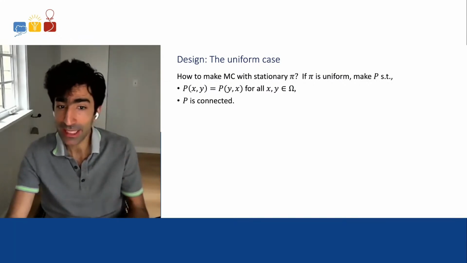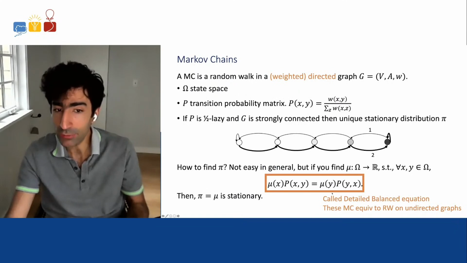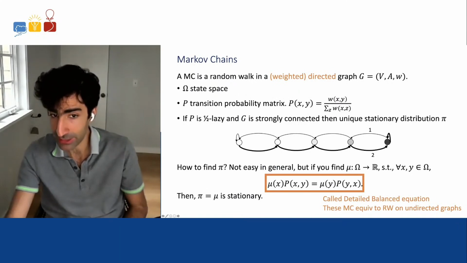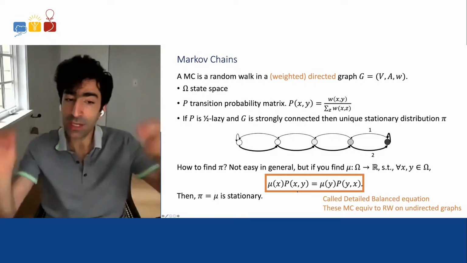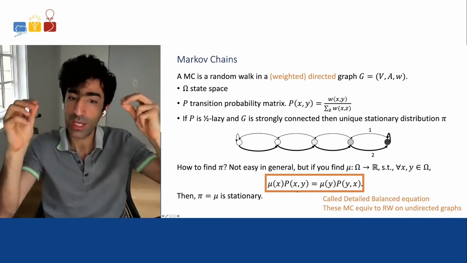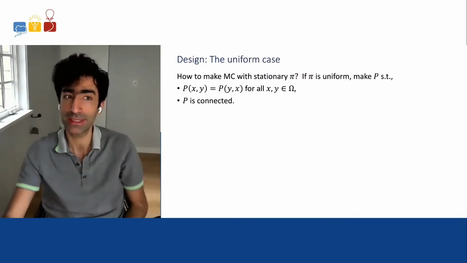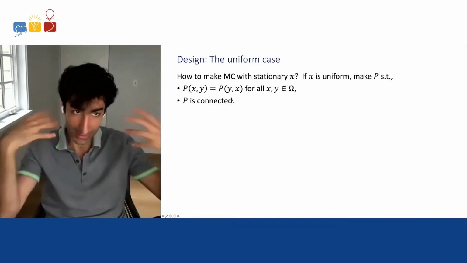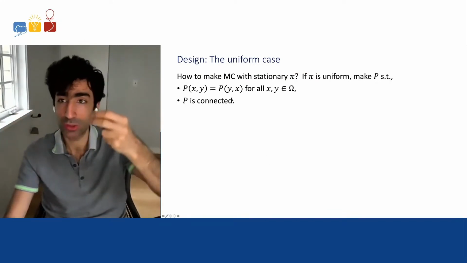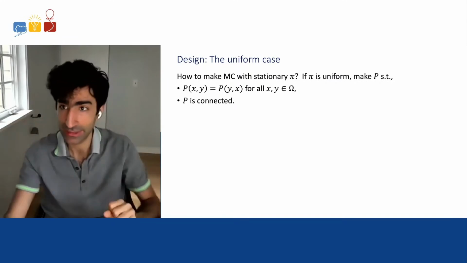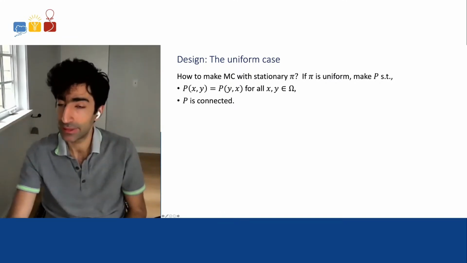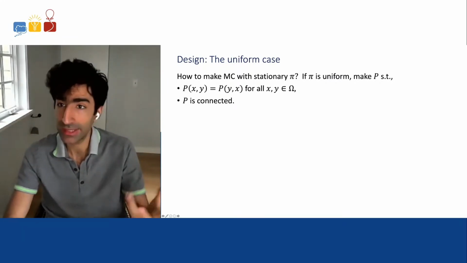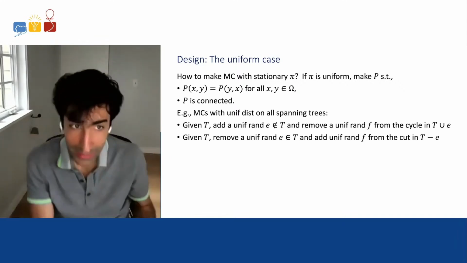By this detailed balance condition, if I'm trying to find some transition probability matrix P that gives me uniform, it's enough that for every pair of states X and Y, P of XY is the same as P of YX. So that's all I need to do: construct a P such that P of XY is equal to P of YX for all pairs of vertices X and Y, and P is connected. It gives you a connected graph. So here is a well-defined example.